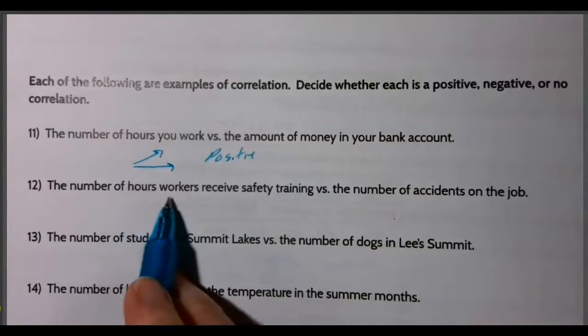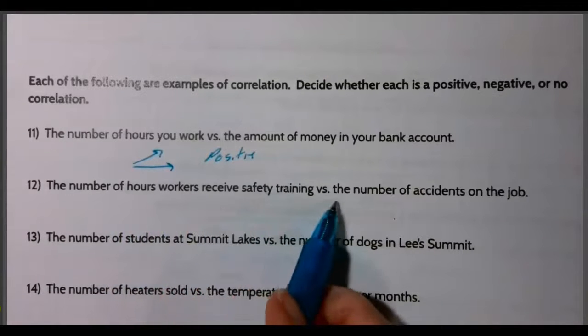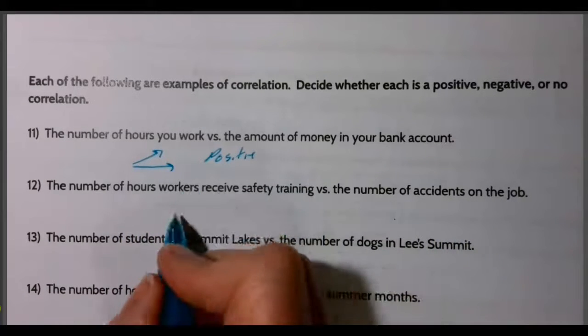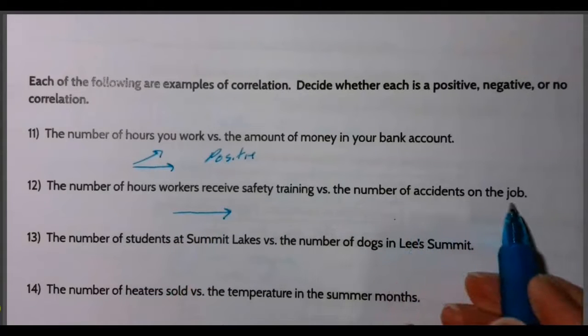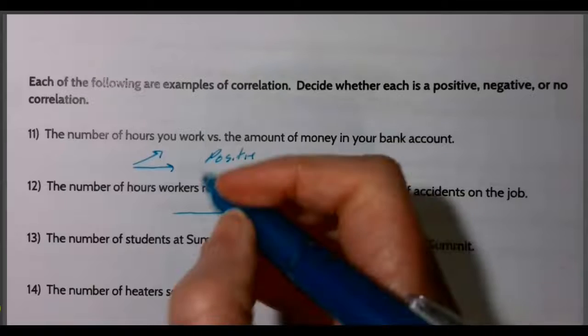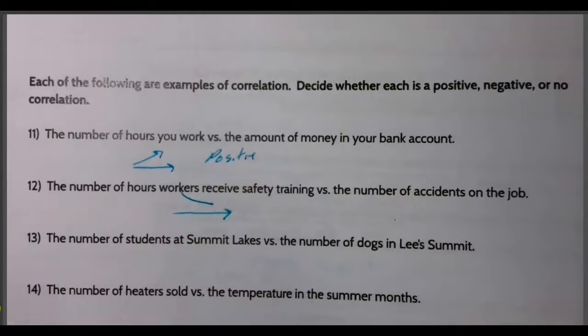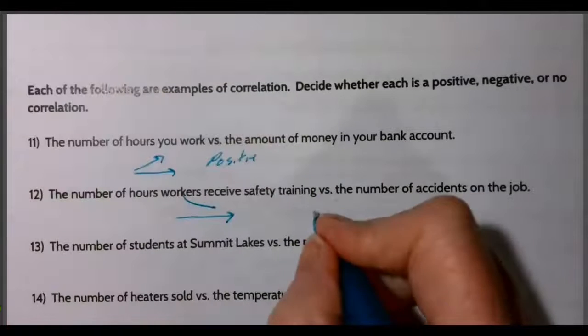The number of hours workers receive safety training versus the number of incidents on the job. So the number of hours that you receive training goes up. Does the number of accidents on the job go up? No. Hopefully it will go down, because you're getting more training. So that would be a negative correlation.